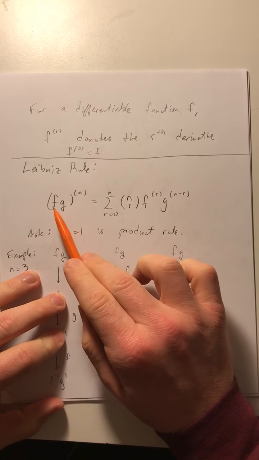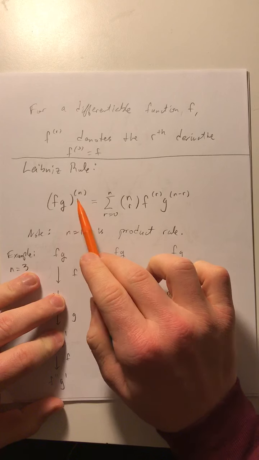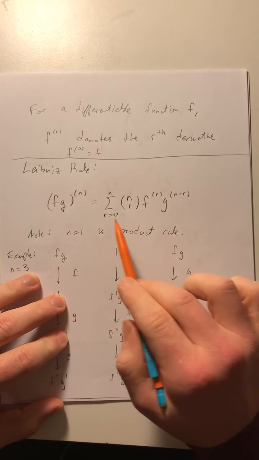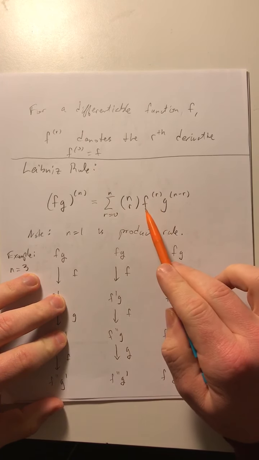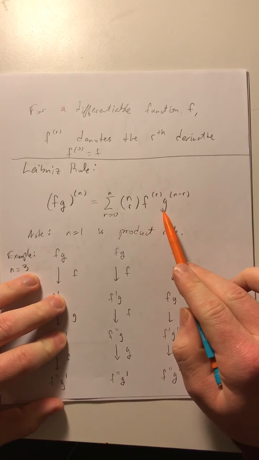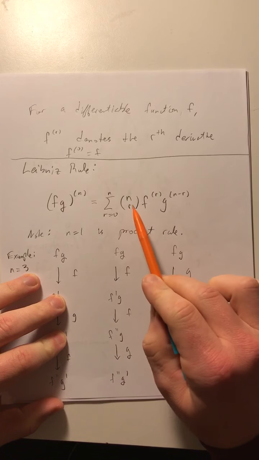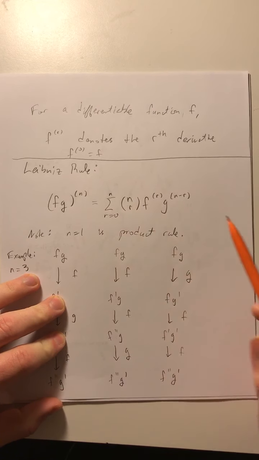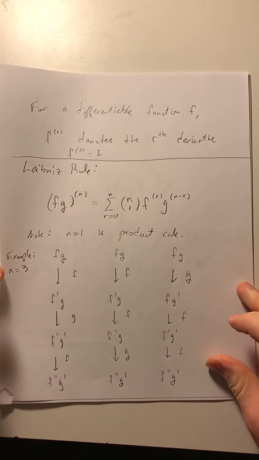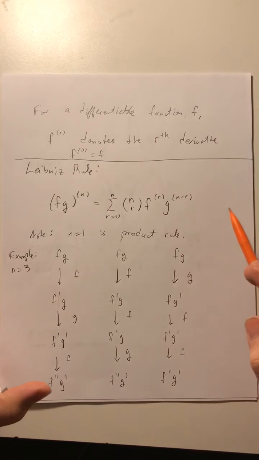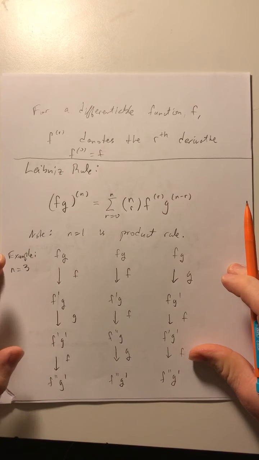the binomial theorem. If I take the product f times g, and then take the nth derivative, I get something like this. I'm going to have f's rth derivative and g's n minus rth derivative, and that term is going to appear this many times, n choose r. So when n equals 1, this is just the product rule.